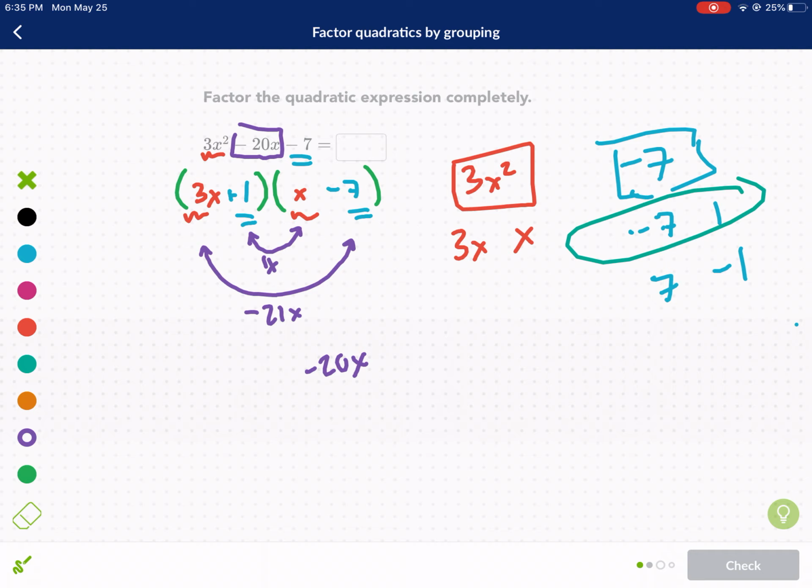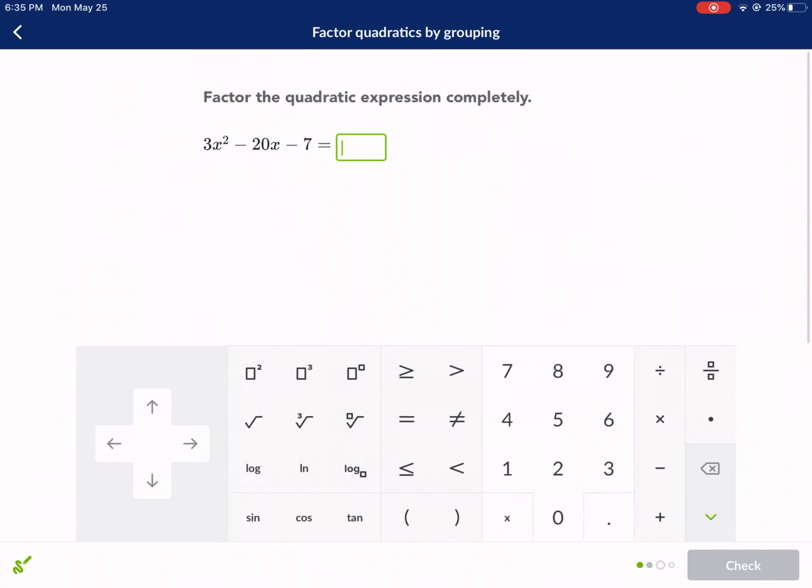It's kind of like a puzzle where you just have to play around with the outside and the inside terms, trying different coefficients. I think this is a much more efficient way than actually using the grouping strategy. But I'll go ahead and show you the answer here, and then we'll move on to another problem. 3x plus 1, and then x minus 7. And let me just double check that. Everything looks good. And we'll proceed.